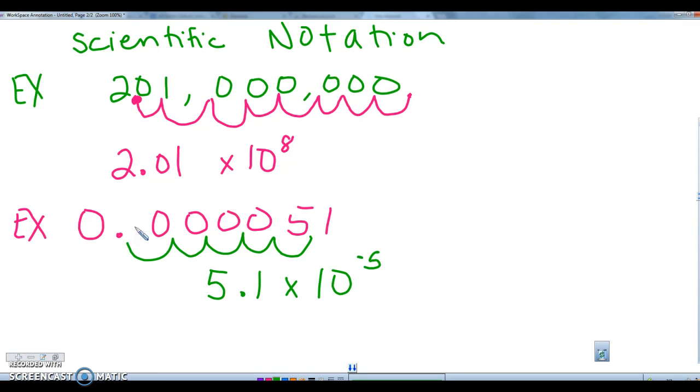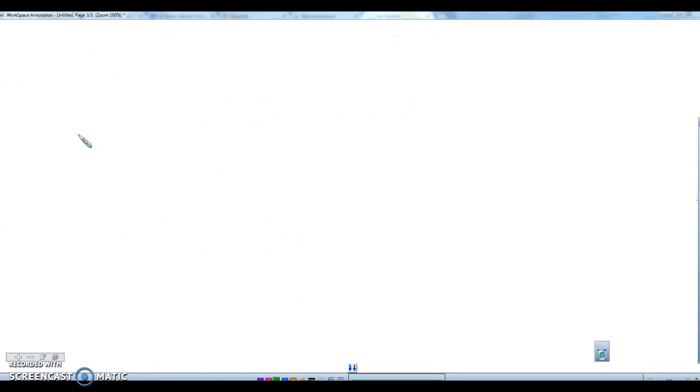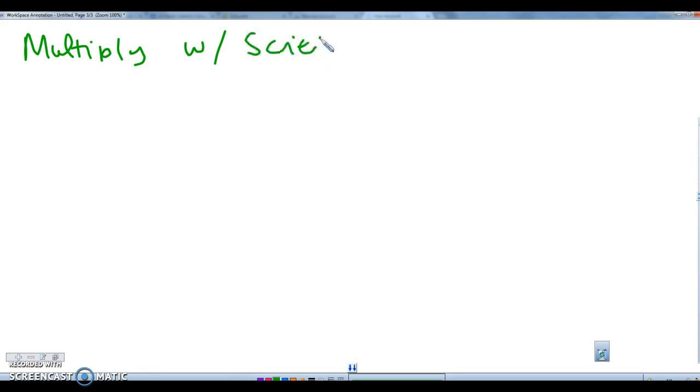So if I already have a decimal and I'm moving it right, I'm going to have a negative exponent, versus if I'm starting and I'm moving it left to make a bigger number, I'm going to have a positive exponent. So hopefully that's kind of what you have for a knowledge base of scientific notation from science. We're going to talk today about multiplying with scientific notation, and then eventually dividing scientific notation.